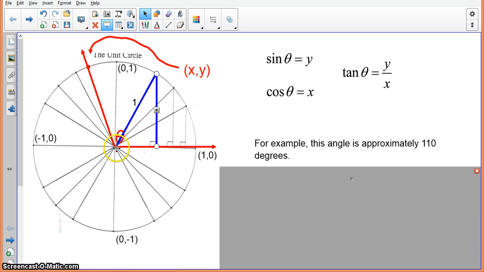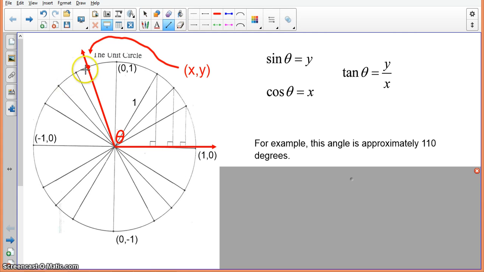Cosine is adjacent over hypotenuse, so it would be the x coordinate over 1. And then tangent is opposite over adjacent, so it is the y coordinate over the x coordinate. So these things come from SOHCAHTOA, only now you can make it, well, any angle.